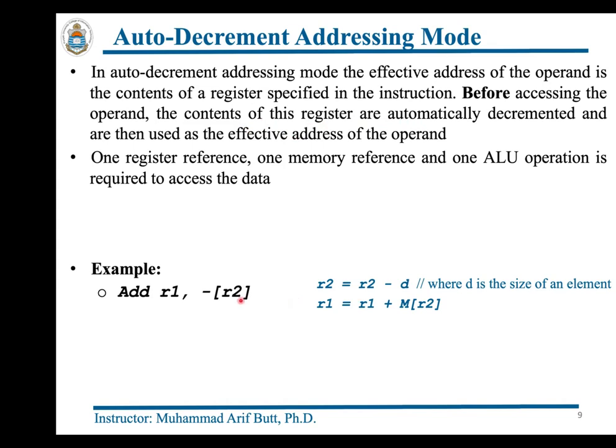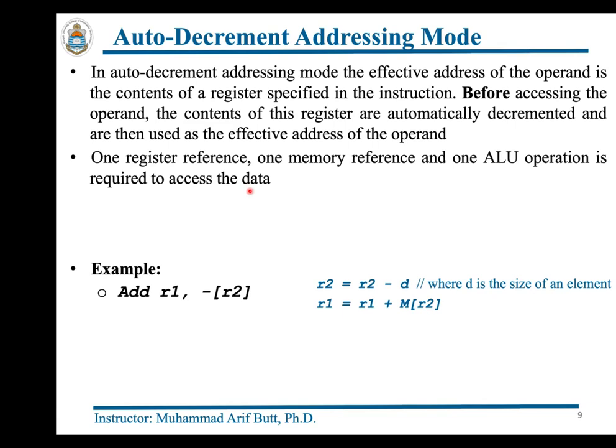You can note that in case of this instruction, the contents of R2 are first decremented and then the resultant value is used to access the memory and add the contents to whatever register there is, that is R1. And over here as well, one register reference, one memory reference, and one ALU operation is required to access the data.